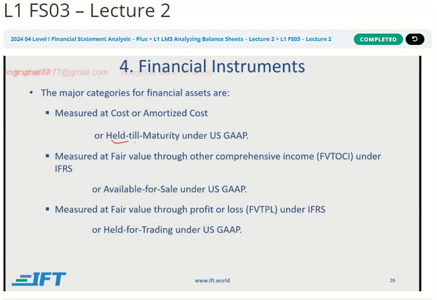Right, now IFRS has different names for this. So held to maturity is known as measured at cost or amortized cost. And why are they using this word amortized?